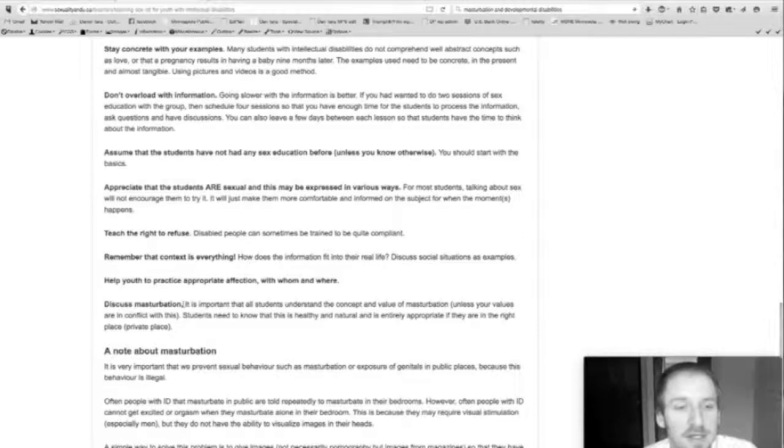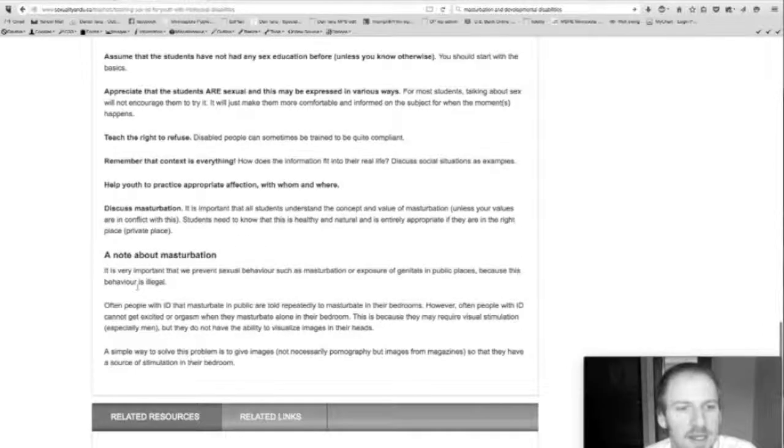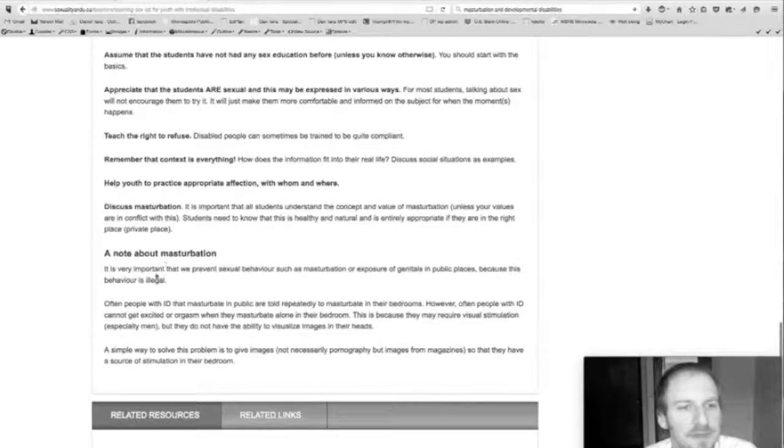Discuss masturbation. It is important that all students understand the concept and value of masturbation, unless your values are in conflict with this. Students need to know that this is healthy and natural and is entirely appropriate if they are in the right place, a private place. It says a note about masturbation. It is very important that we prevent sexual behavior such as masturbation or exposure of genitals in public places because this behavior is illegal. And I would add to that, in public places it is just inappropriate.